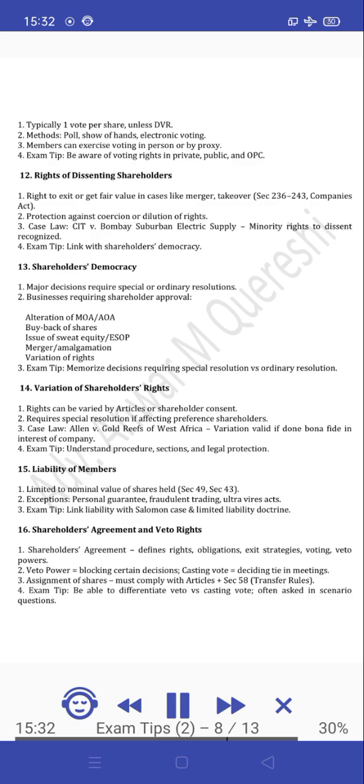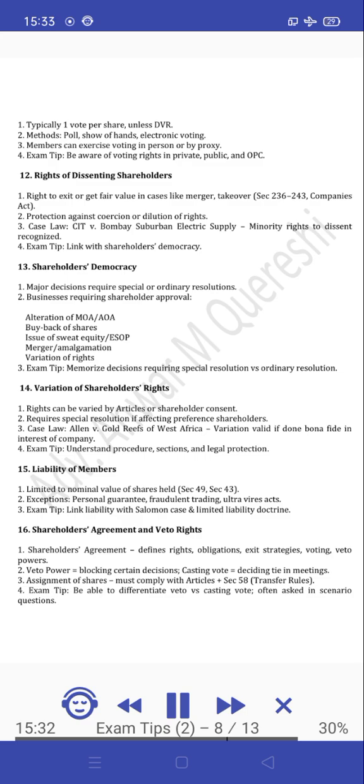13. Shareholders' democracy. 1. Major decisions require special or ordinary resolutions. 2. Businesses requiring shareholder approval: alteration of MOA and AOA, buyback of shares, issue of sweat equity and ESOP, merger and amalgamation, variation of rights. 3. Exam tip: memorize decisions requiring special resolution versus ordinary resolution.